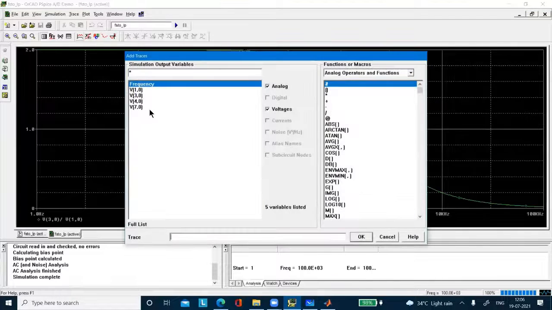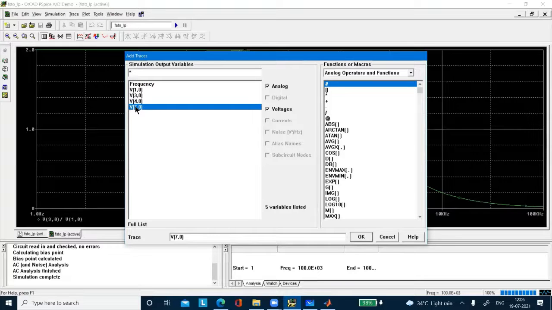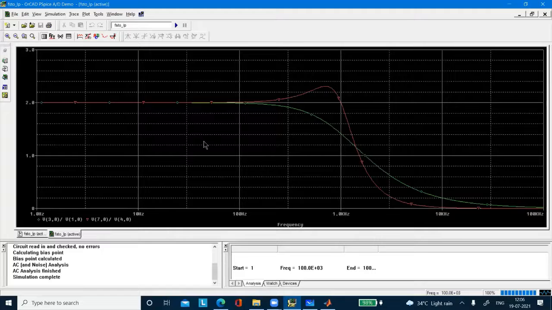Now the second order filter, V7 by V4. Okay, দেখতে পাচ্ছ? The red one is the second order filter, and the green one is the... okay, don't worry about this. This is with the underdamped circuit, that is why it's showing this overshoot.